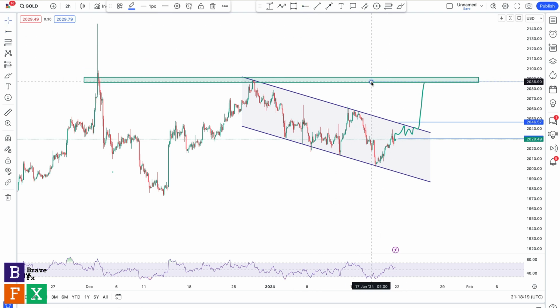So this is how I'm going to trade gold. This is the only bullish case scenario for gold right now, in my opinion. If this happens, it's a no-brainer. Take the trades, get out at resistance level, and keep your profits.